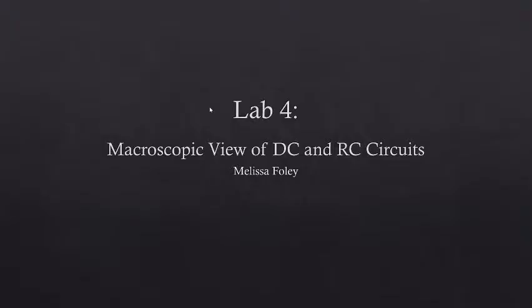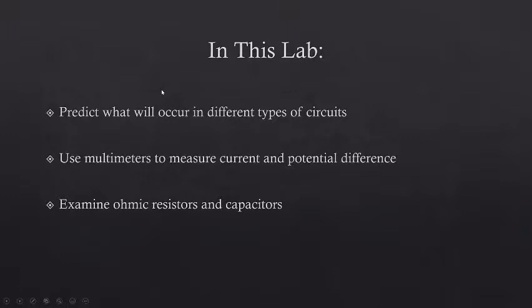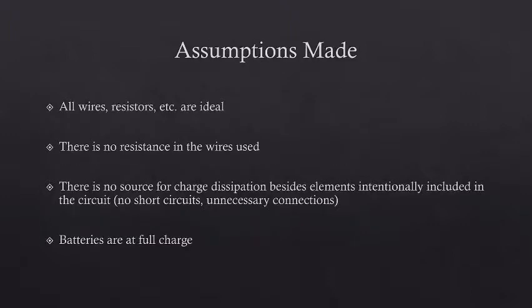Lab 4, Macroscopic View of DC and RC Circuits. In this lab, we are to predict what will occur in different types of circuits, use multimeters to measure current and potential difference, and examine ohmic resistors and capacitors.